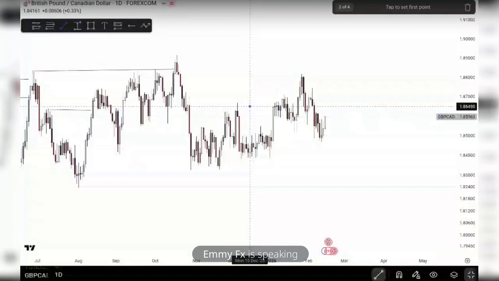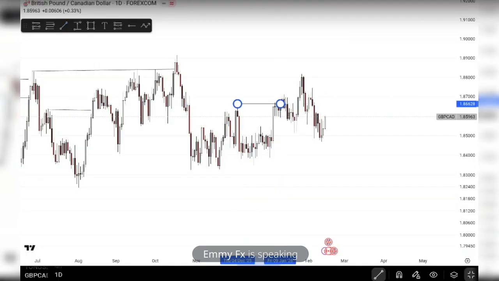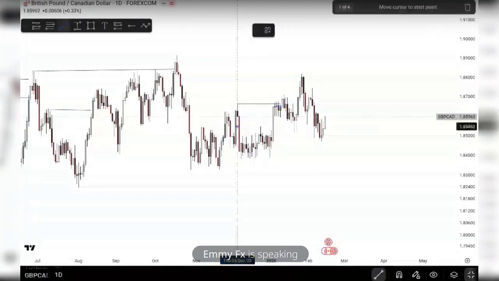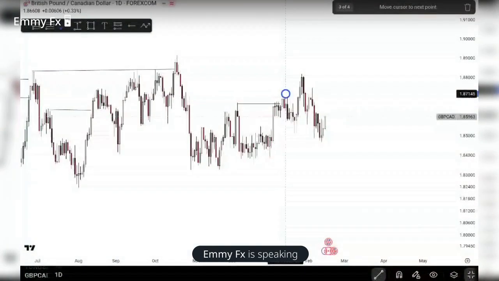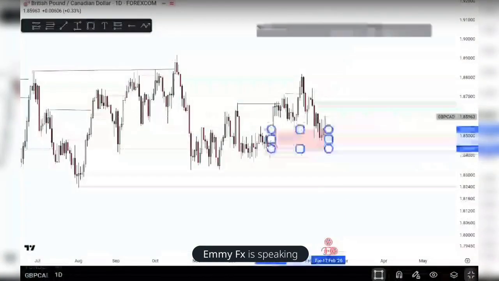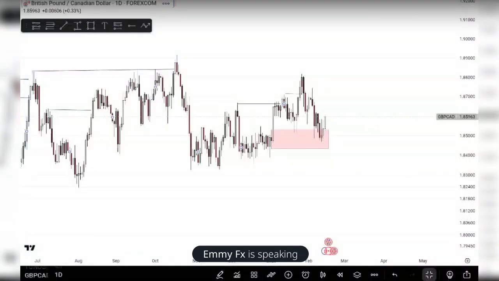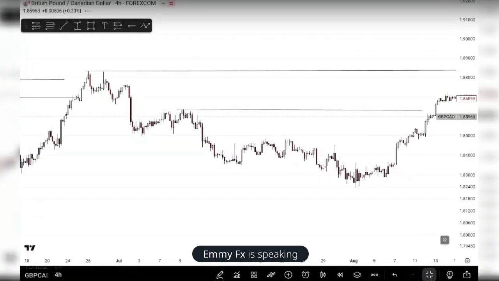So we have this break of structure to the upside. This is a break of structure to the upside. We also have this order block, which price reacted from. All right, so price reacted from this order block. I would love us to move to the 4 hours time frame. Let's understand what the market is doing.